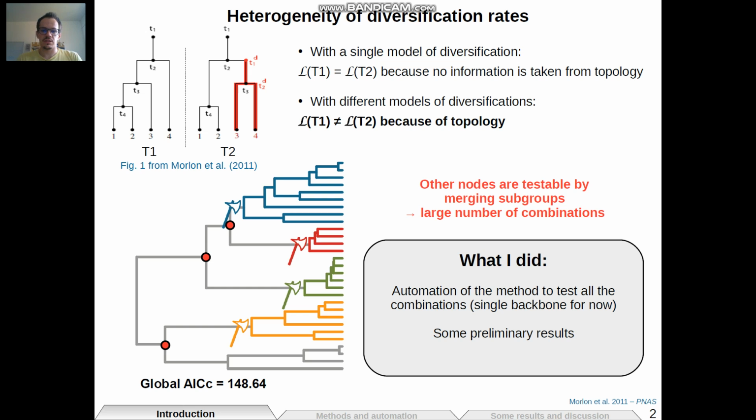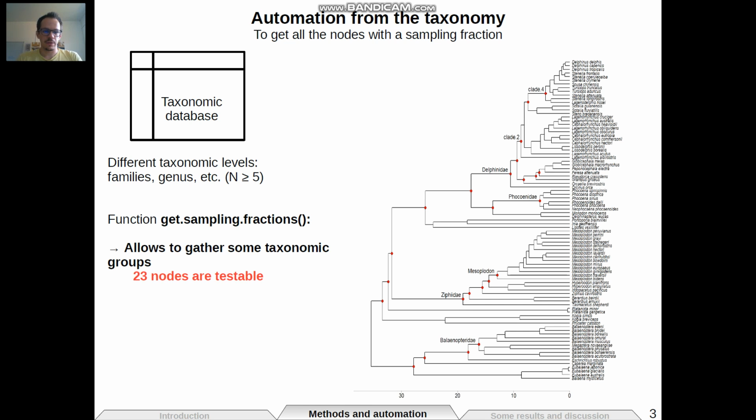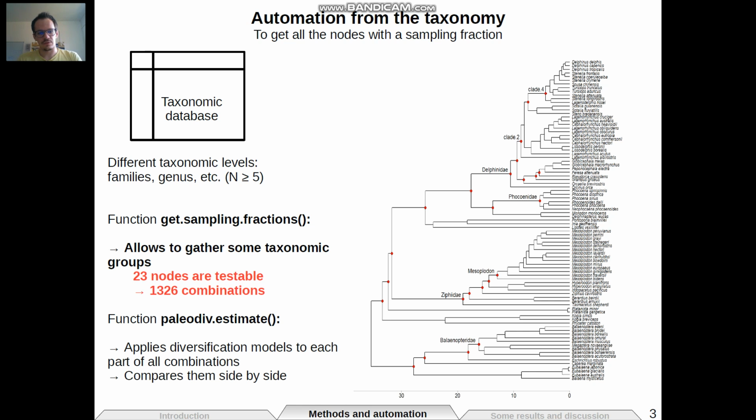So what I did is to automate this method to test all combinations, and I'm going to show you some preliminary results. I had to start from a taxonomic database, and thanks to a script that I developed, I've been capable of gathering some taxonomic groups and testing 23 nodes in this phylogeny of the cetaceans. This creates 1,326 combination tests. So of course I developed another function which applies different diversification models to each part of all combinations and compares them side by side.